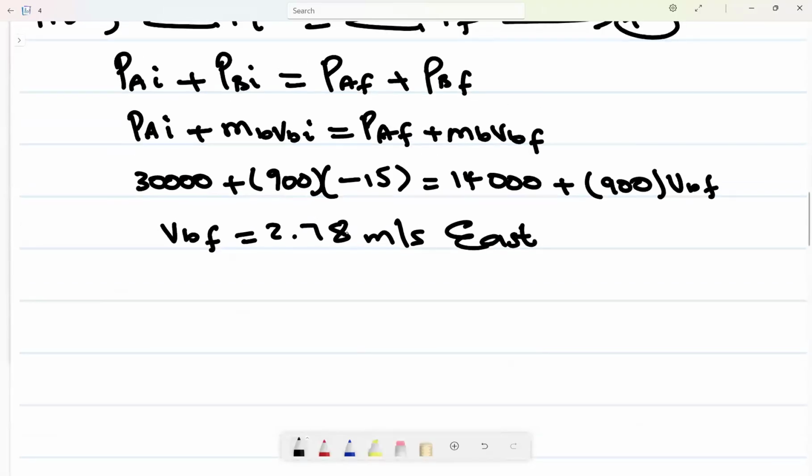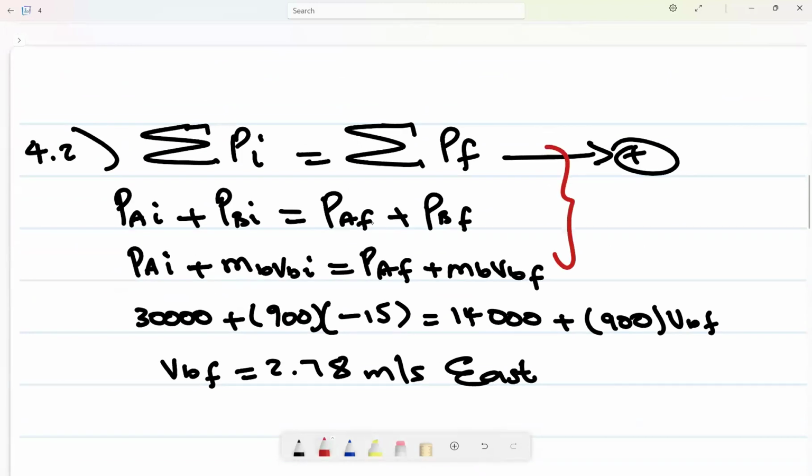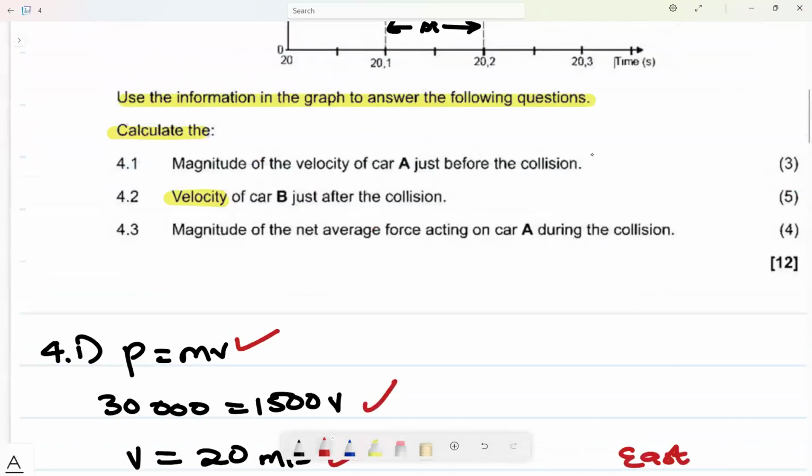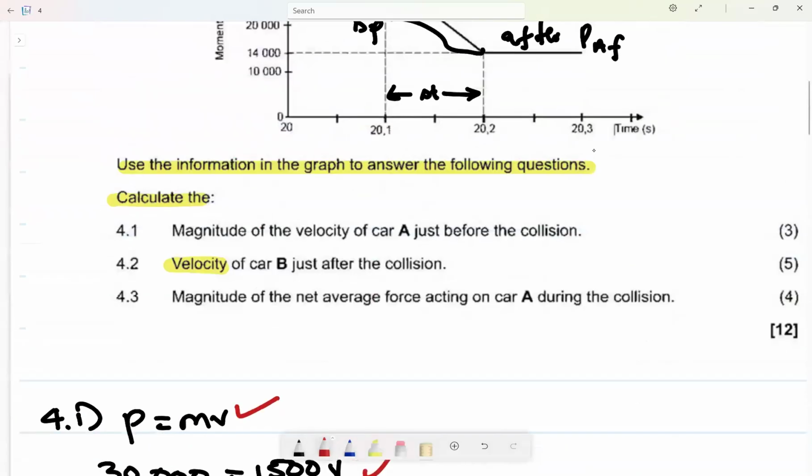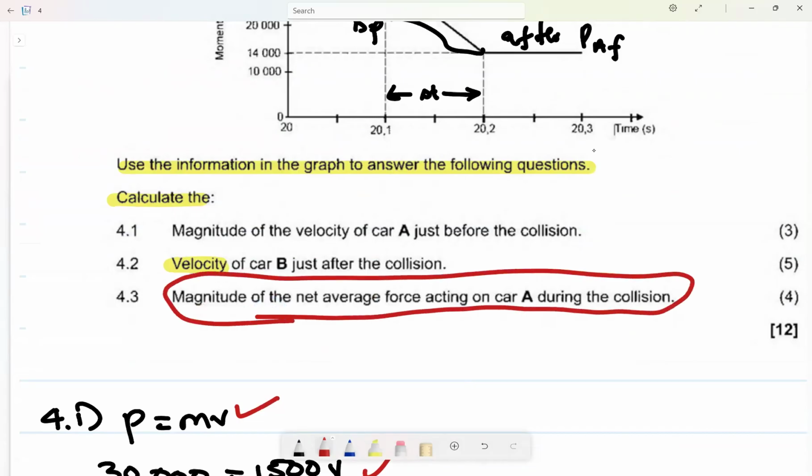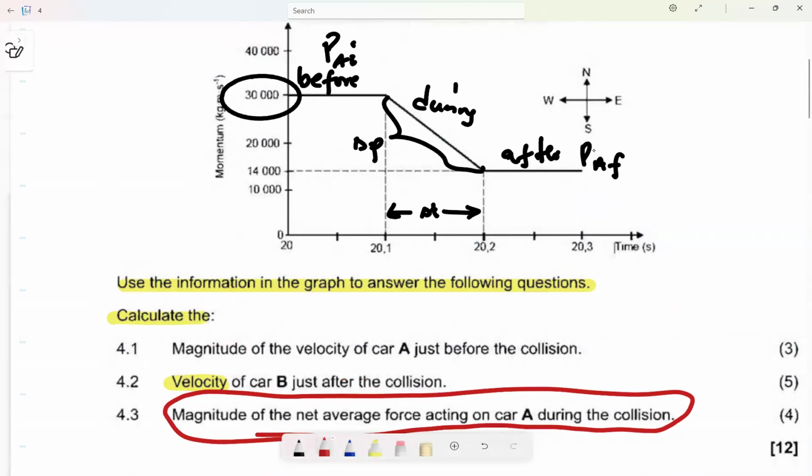It is very important because why? For any of these formulas, you'll get a mark. Then you get a mark for substituting here, you get a mark for substituting there, the magnitude as well as direction. No direction, you forfeit 1 mark. They say calculate the magnitude. Here they say the magnitude of the net force acting on car A. Can you see? Acting on car A during the collision.